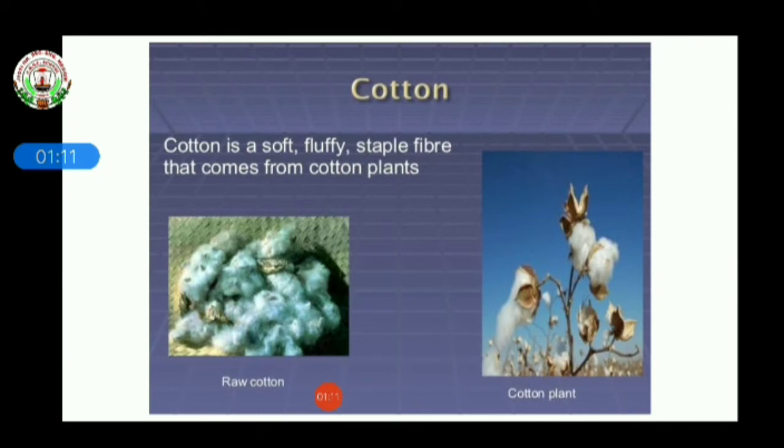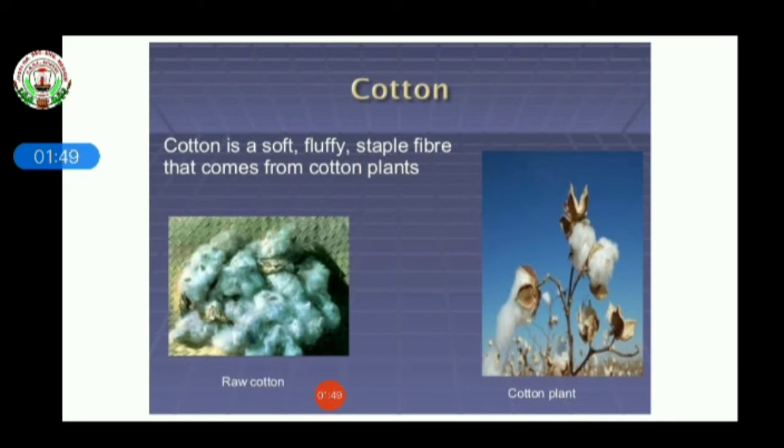Next, in natural fibers, let's start with the first one, cotton fibers. The scientific name of the cotton plant is Gossypium hirsutum. This name is already given in your book, you can check it out. This plant's leaves resemble chinar or maple leaves, and its flowers look very much like pink mallow flowers that grow in swampy areas. Cotton is a soft, fluffy staple fiber that comes from the cotton plant.